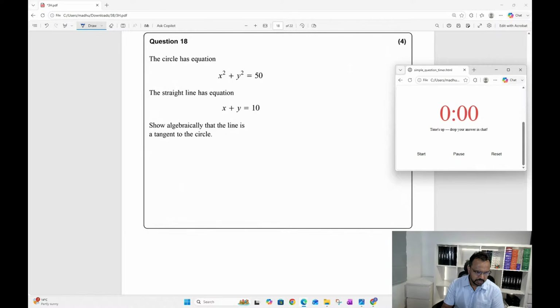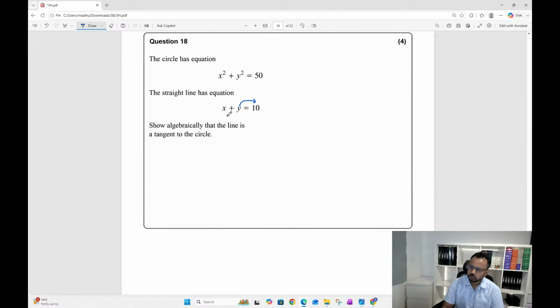Right, time's up, guys. Let's have a look. Now, in a question like this, obviously what we do is we just do it in the normal quadratic linear way. So, what do I do? Move it to the other side. x is equal to 10 take away y.